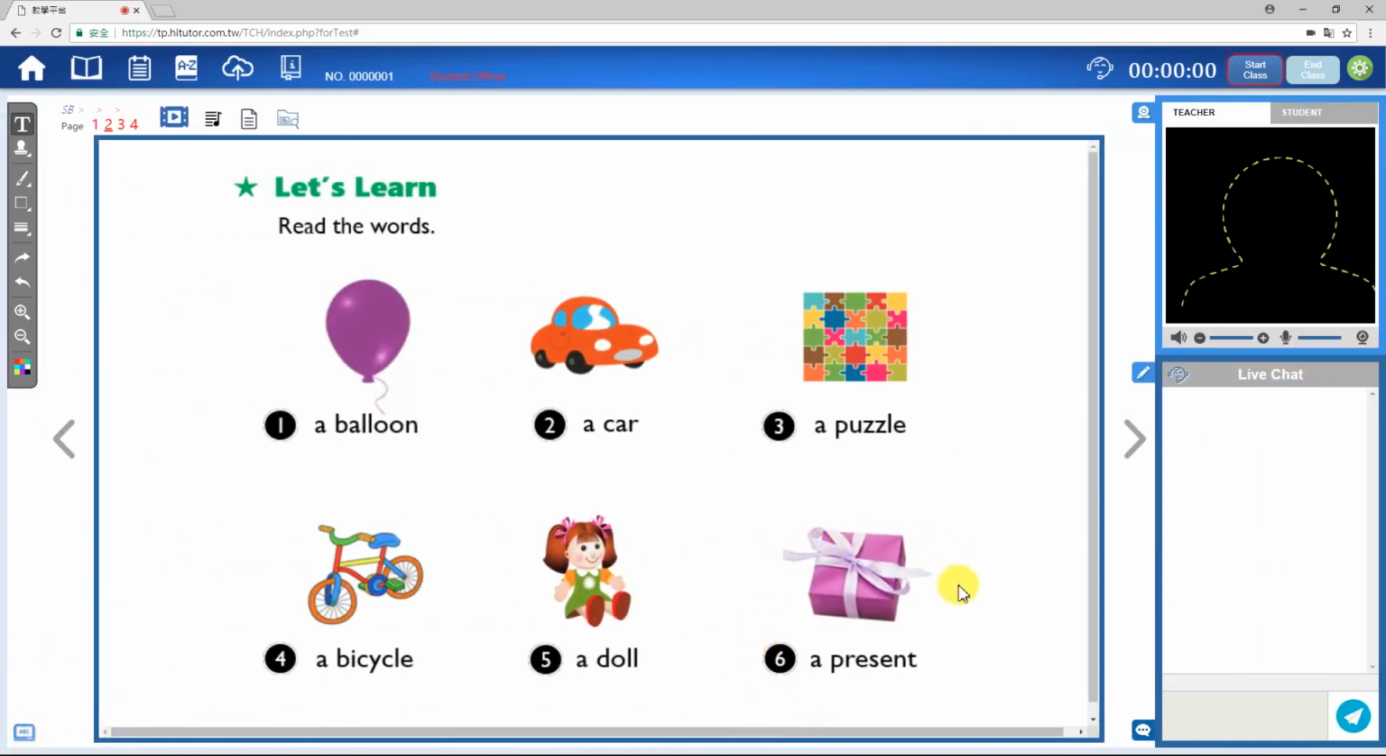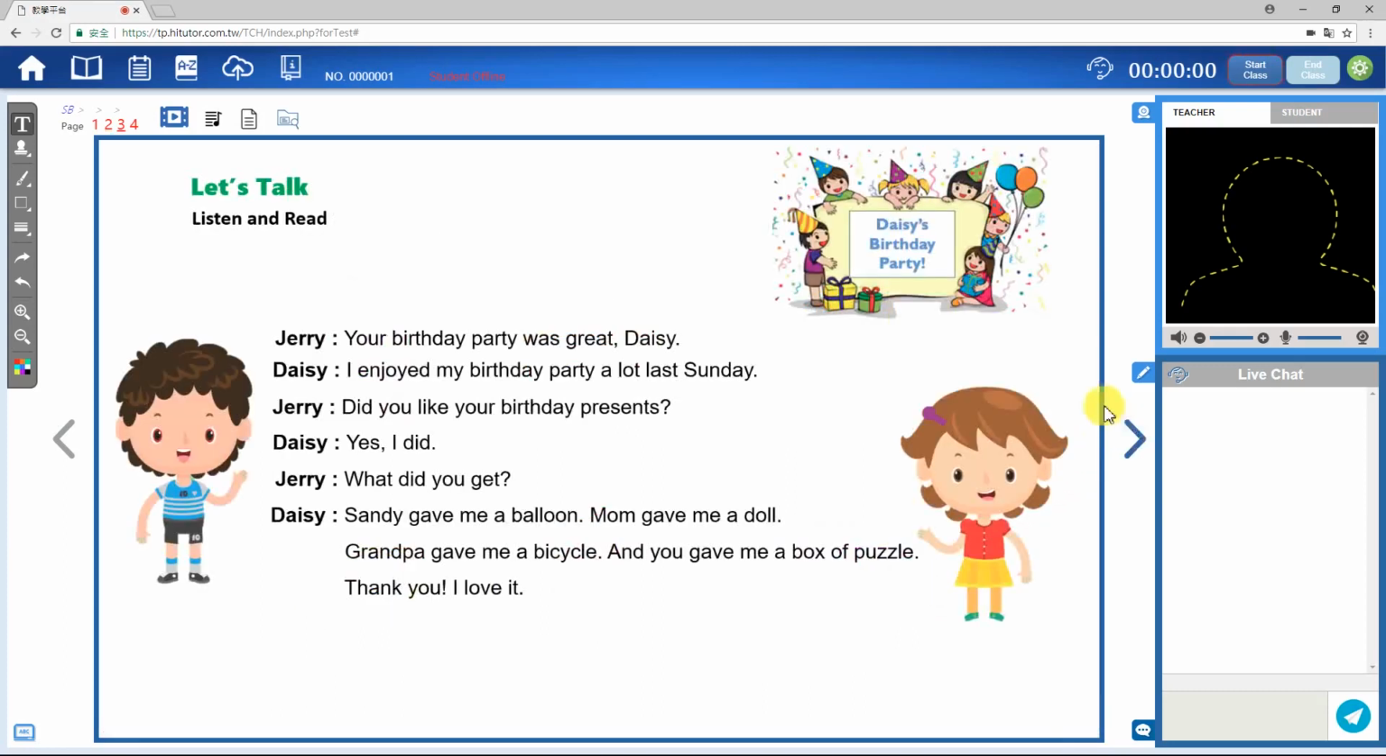When will you get a present, Ellen? You don't? Did you get presents on your birthday? Yes, so what did you get? Oh, a birthday card. Oh, that's really sweet. Today we're going to know more about Daisy's birthday. Yes, she had a party, and Daisy was the birthday girl.